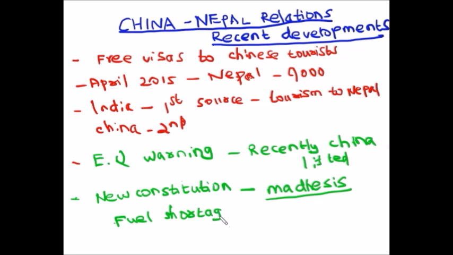How is Nepal's tourist industry important? Nepal is home to 8 of the world's 14 highest peaks. Totally 14 highest peaks are there. Out of 14, Nepal has 8. The topmost, or you can say the highest peak in the world, is Mount Everest.